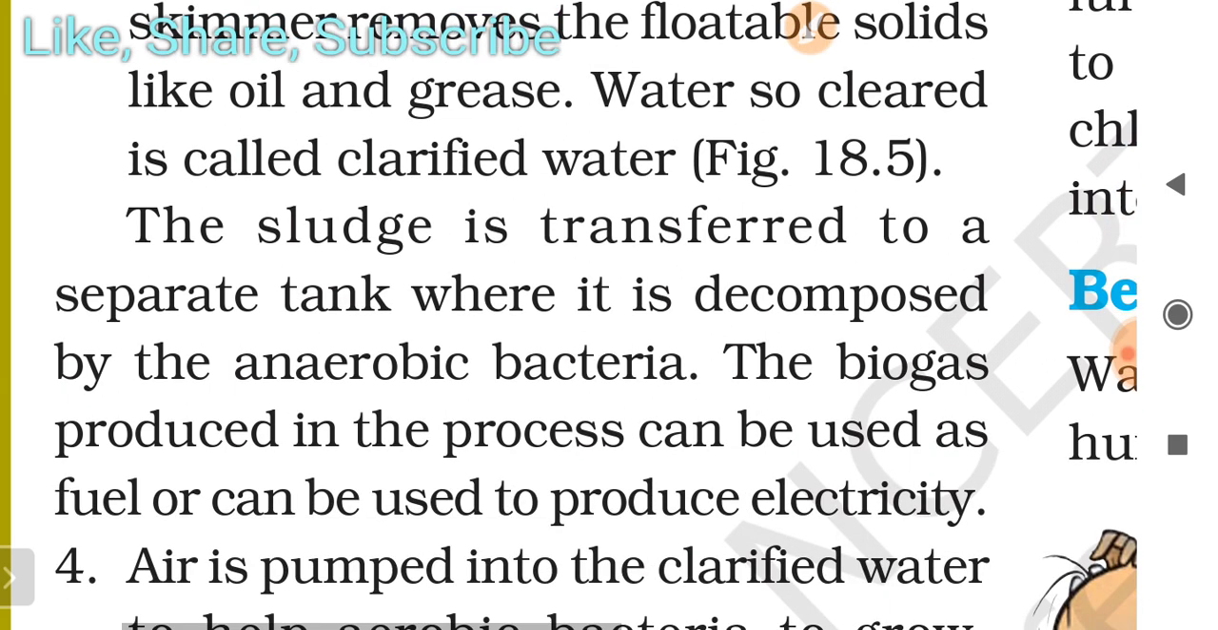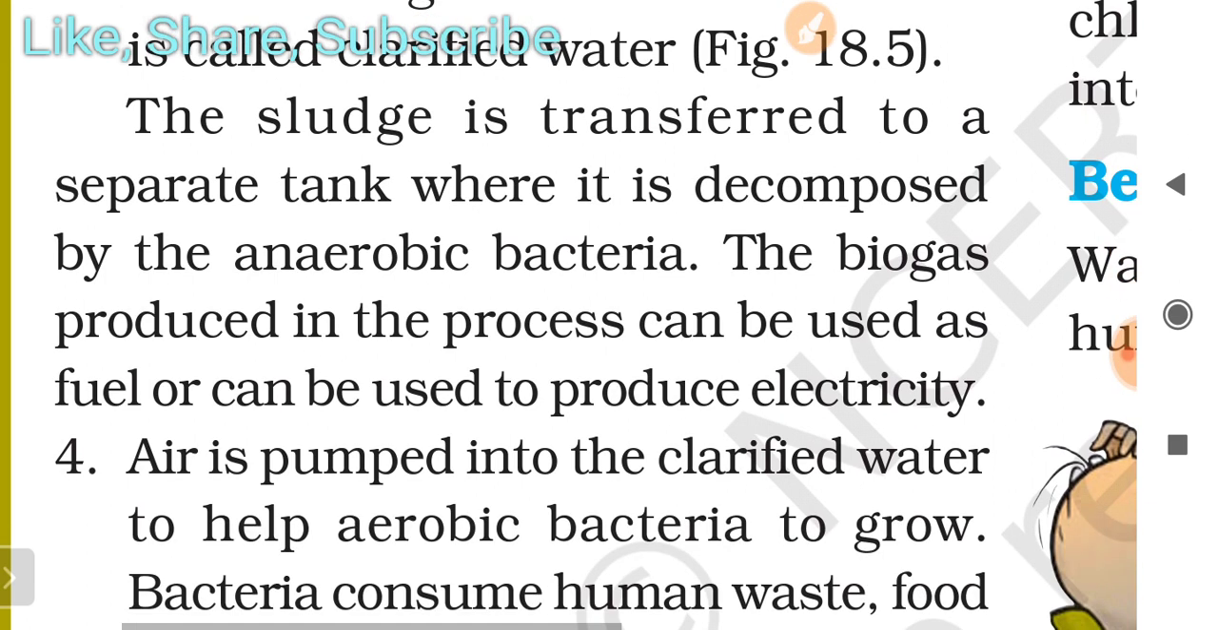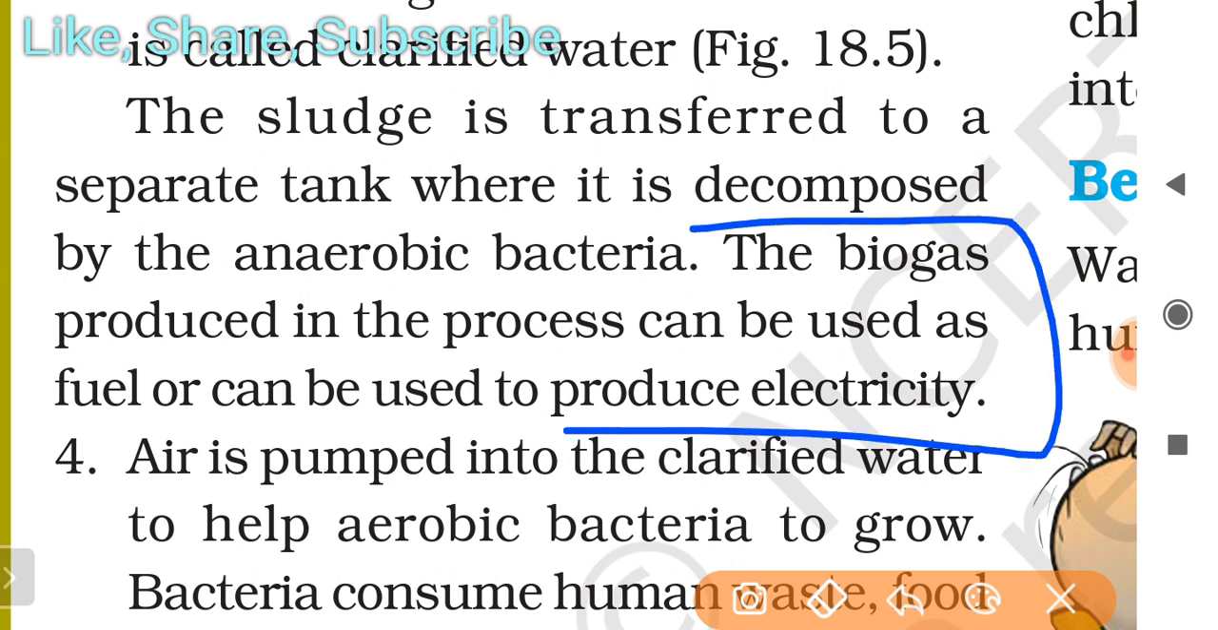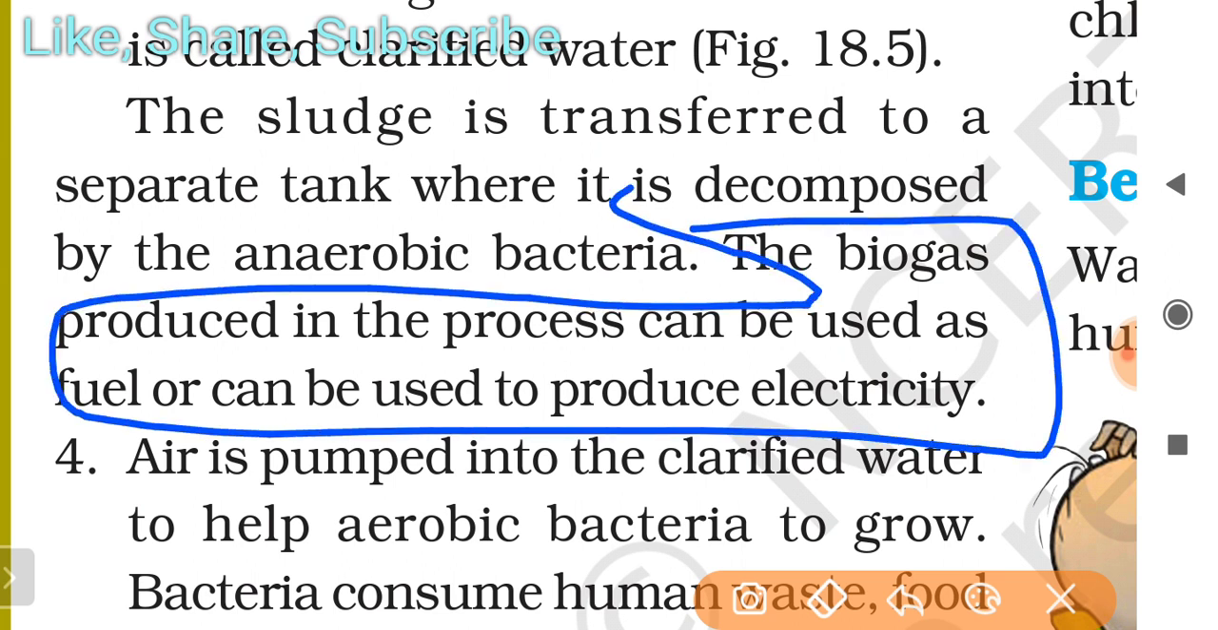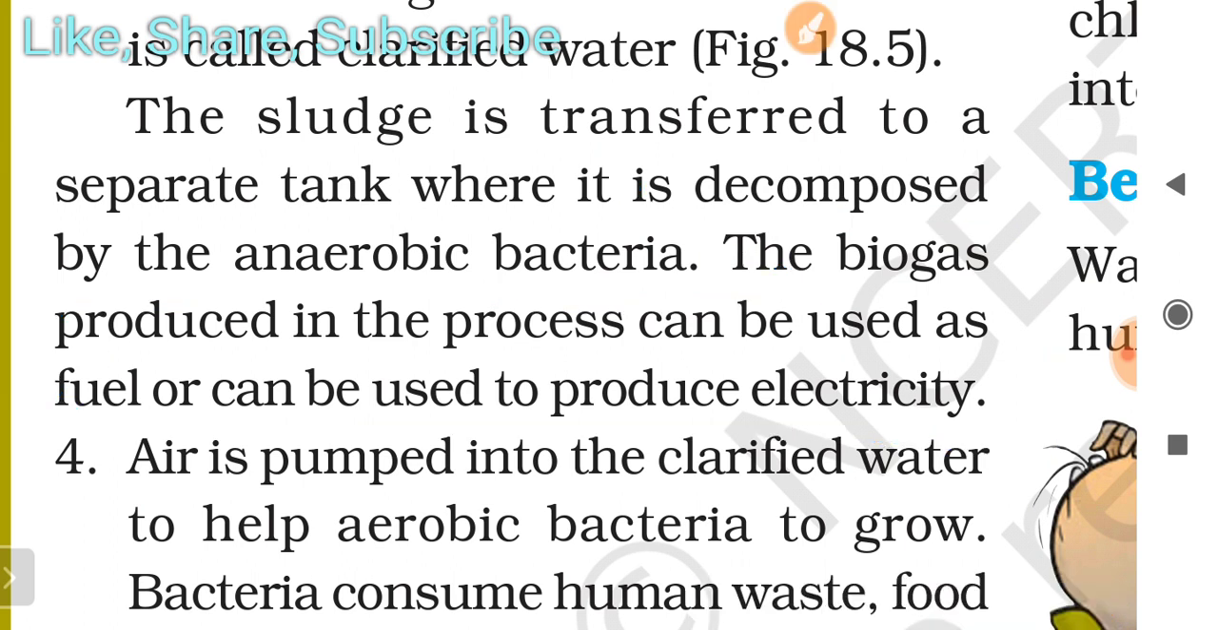The sludge is transferred to a separate tank where it is decomposed by anaerobic bacteria. The biogas produced in the process can be used as fuel or to produce electricity. As you know, biogas helps in the production of these things. We use biogas as a fuel as well as to produce electricity from it. All of these things happen after the sludge is formed from the feces.